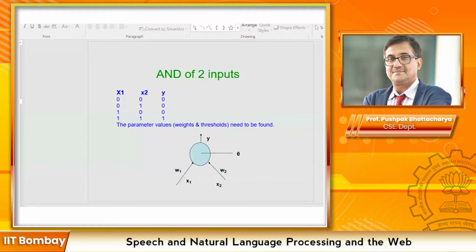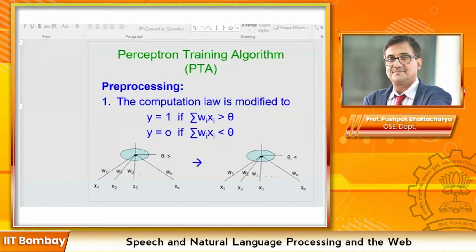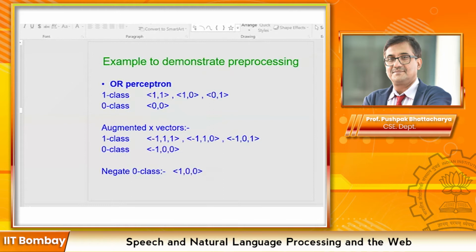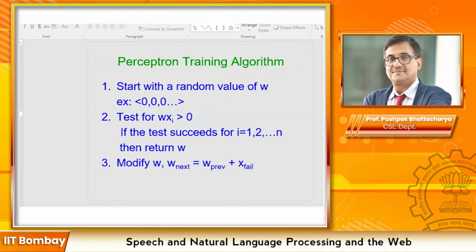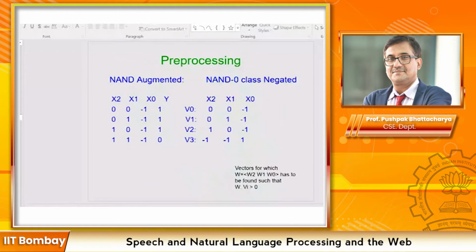And we saw how to compute the AND function. Then OR also can be computed, but XOR cannot be computed. So we also discussed the perceptron training algorithm, where we have to do only a greater than test. Okay, a very simple algorithm. Whichever vector does not succeed in the test is added to the current weight. So it is a very iterative algorithm.